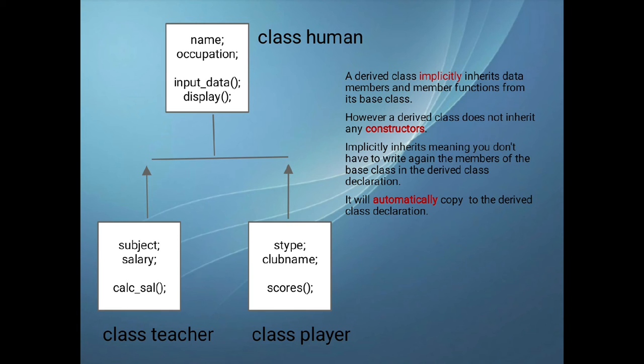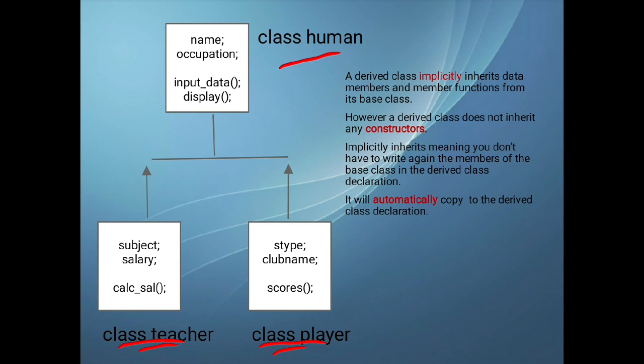Okay, so here you can see three classes. The first one is class human. It has the data members name, occupation, and the member functions input data, display. So this acts as the base class. From this base class, two other classes are derived, that is the class teacher and the class player. So this is your base class, and these two, class teacher and class player, are your derived classes.